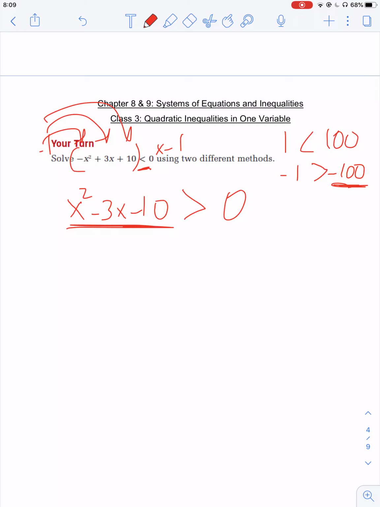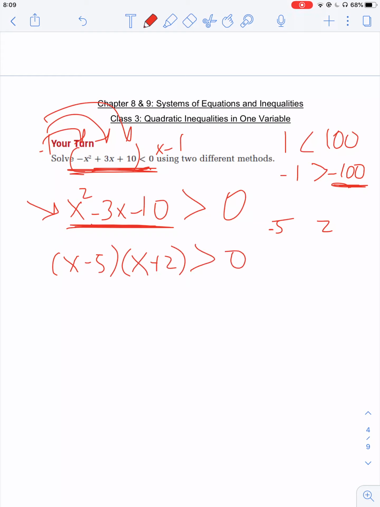Now let's answer this question, which is equivalent to answering that question. Again, I'm looking for two numbers that multiply to -10 and add up to -3. The two numbers are 5 times 2, so -5 times 2 is -10. So x minus 5, x plus 2 is greater than 0.